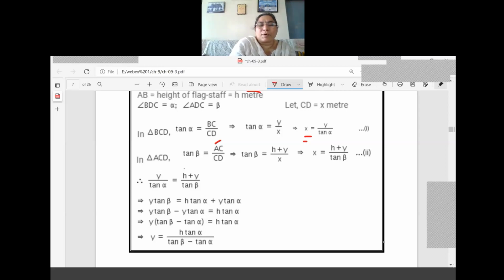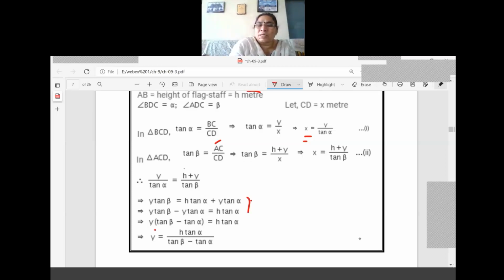Now we have to bring it to y only, because the height of the tower is asked, right? So y terms are on one side. So y tan beta minus y tan alpha, here h tan alpha only. So y common, it is equal to h tan alpha divided by tan beta minus tan alpha.